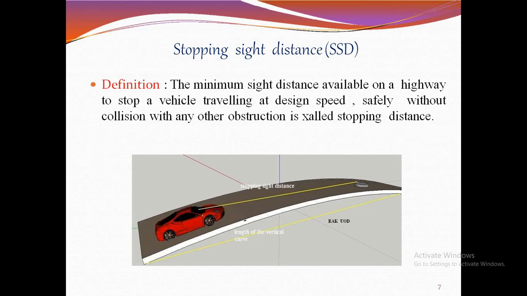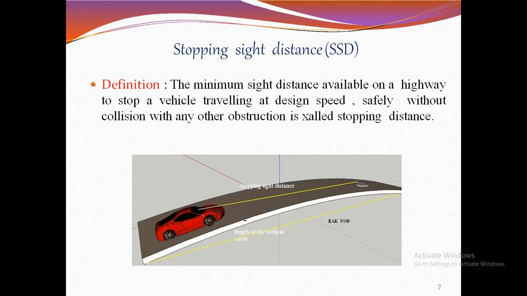So what is SSD? The minimum sight distance available on a highway at any spot should be of sufficient length to stop a vehicle traveling at design speed safely without collision with any other obstruction. The absolute minimum sight distance is therefore equal to the stopping sight distance, which is also sometimes called non-passing sight distance.